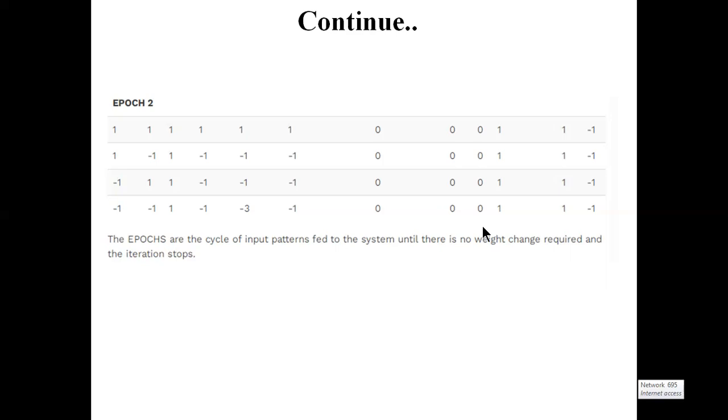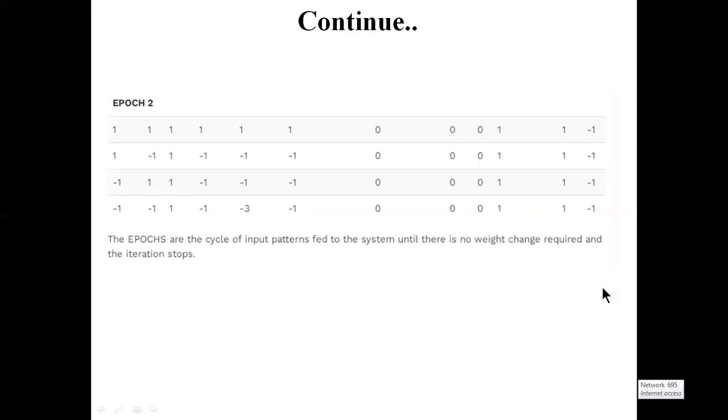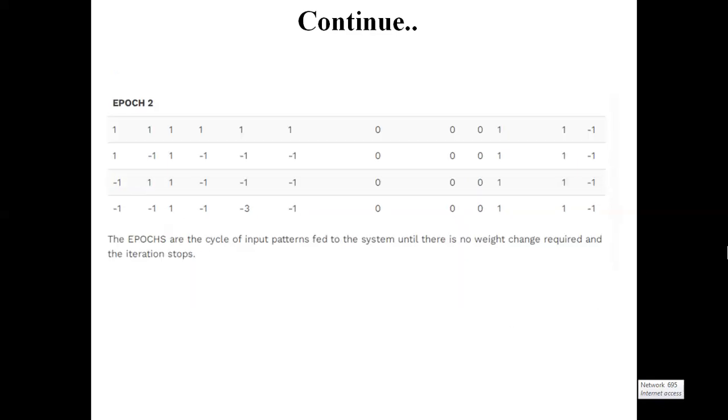You can see that the final value of the weights is 1, 1, minus 1. Here 1 1 1 gives the ultimate value minus 1, and there is no need to continue to epoch 2, so we can stop here. But in real life problems, we need to use epoch numbers like 10, 15, 100, and so on, to get the desirable output.